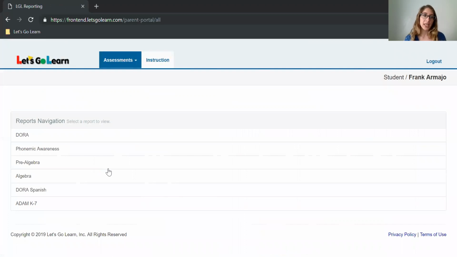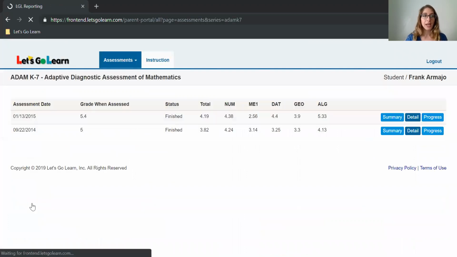Today we are focusing on ADAM. ADAM represents the Adaptive Diagnostic Assessment of Mathematics. So first thing you'll see is the summary scores for every time your child has taken the ADAM assessment. You'll see their grade level scores in numbers, measurement, data, geometry, and algebra, and also a total grade level score.